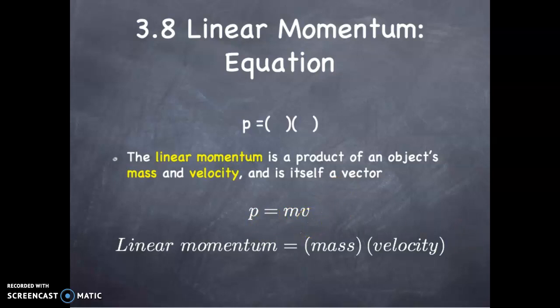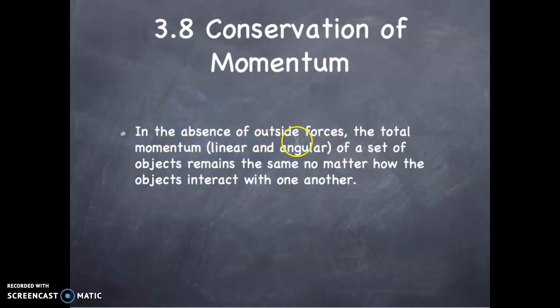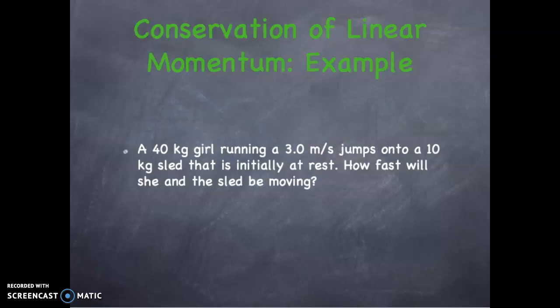Okay, very good. Now, in the absence of outside forces, the total momentum, linear and angular, we'll come to angular momentum later, of a set of objects remains the same no matter how the objects interact with one another. So if there are no external forces acting on the objects, the momentum is conserved as well. Like we had the conservation of energy, now there's this notion of conservation of momentum. So here is an illustration of that.